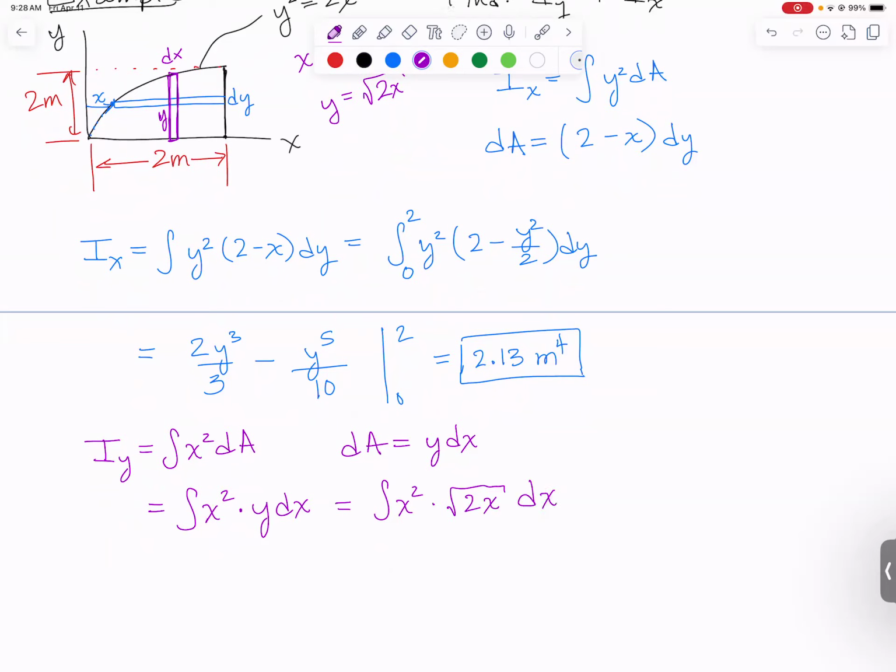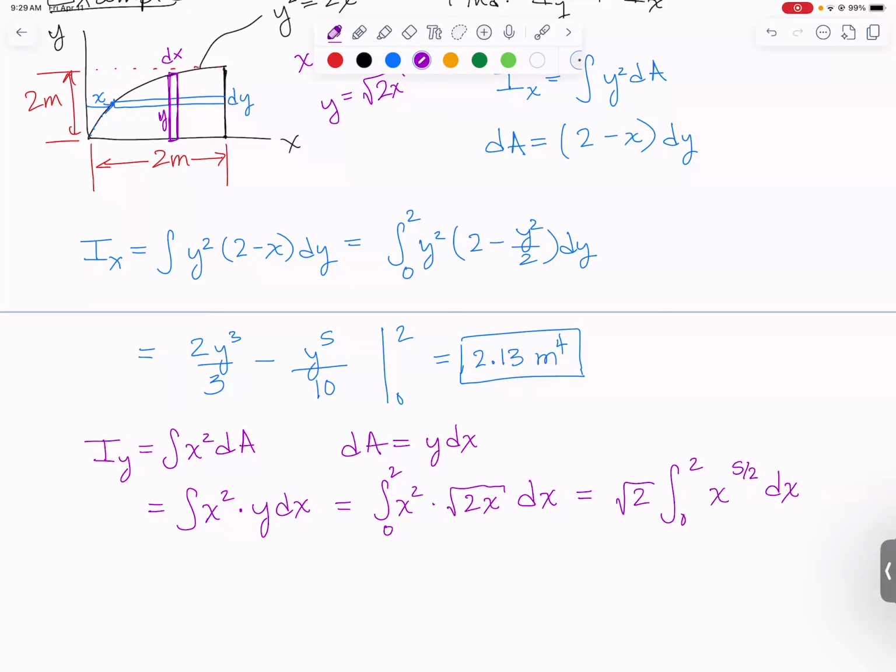And we've got to go from left to right. So starting here at x equals 0, we're going to integrate all the way over till x equals 2. So from 0 to 2, pull the square root of 2 out in front, integral 0 to 2, and we'll have x to the 5 halves dx.